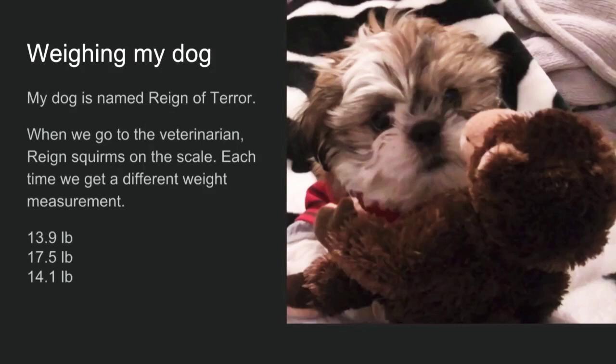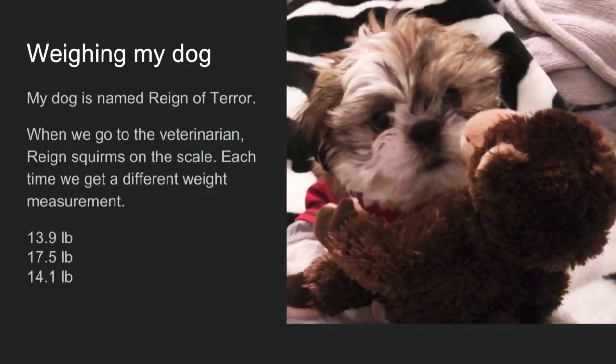Now we'll use this in weighing my dog. I have a Shih Tzu named Reign of Terror. She's a little mischievous, and when we go to the veterinarian, Reign squirms on the scale. So every time we weigh her, we get a different weight. This last time we got 13.9 pounds, 17.5 pounds, and 14.1 pounds. What we want to know is how much Reign weighs. And this will be the basis for a decision. This is important. If her weight has gone up, her food intake will have to go down. And for her, this is a matter of life and death. So we don't want to make the wrong assumption and draw the wrong conclusion.